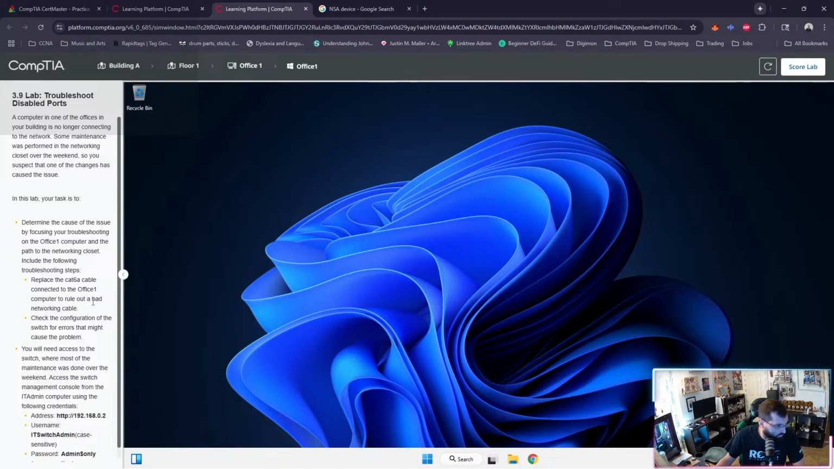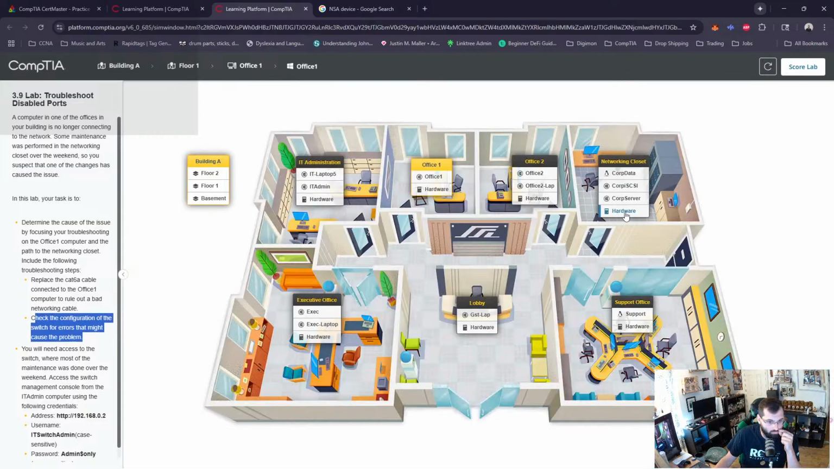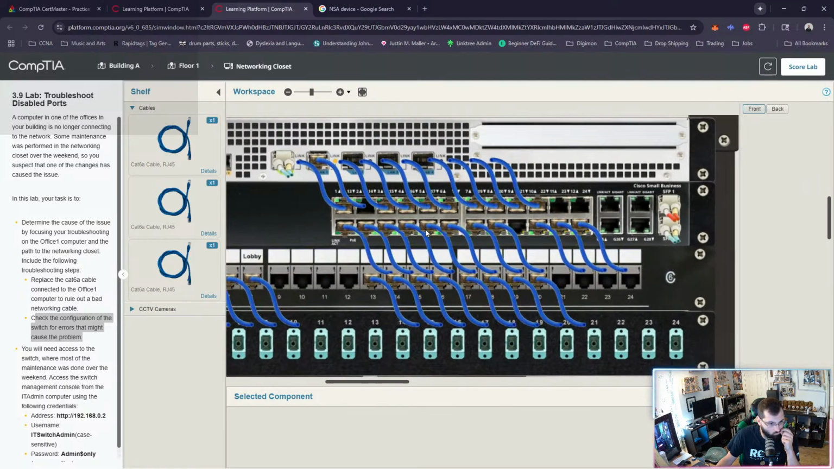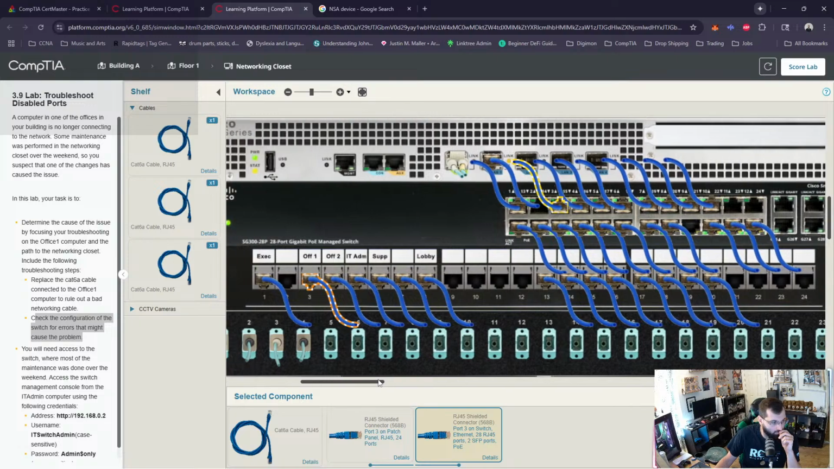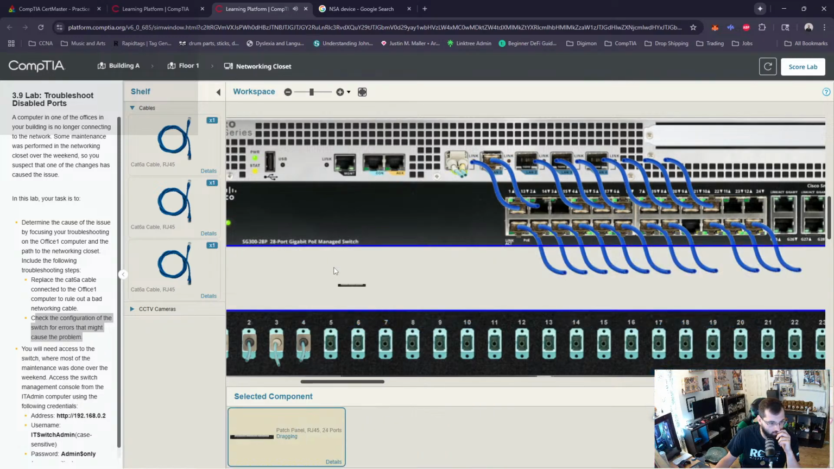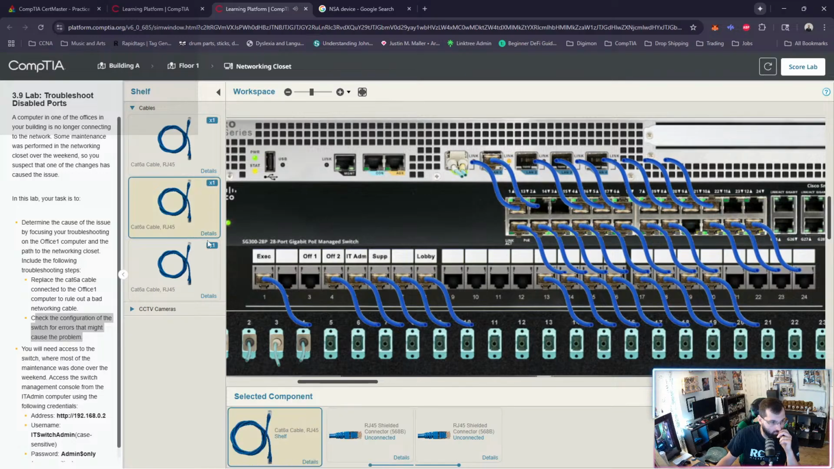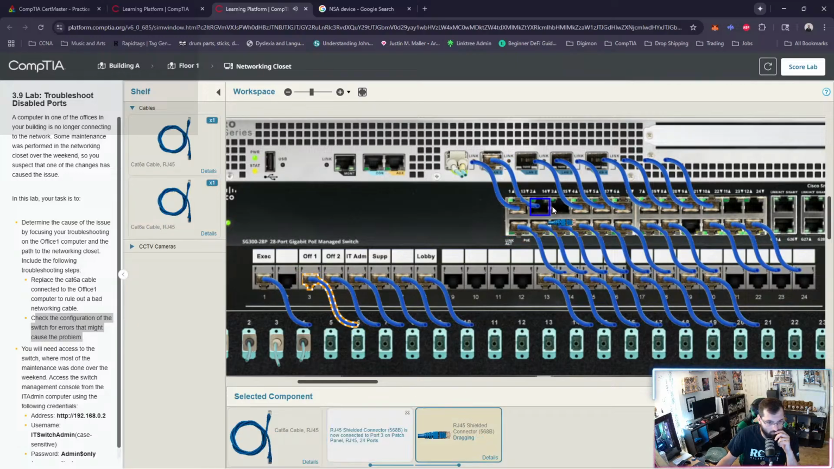Okay. Connect to rule out a bad network cable. Check the configuration of the switch for errors that might cause the problem. Okay, let's go to the switch. Okay, port 3 is down. Port 3 is going to Office 1. Okay. Let's make sure that it's not this cable. Nope, so it's not that. This port is also down. I don't know what's going on with that.